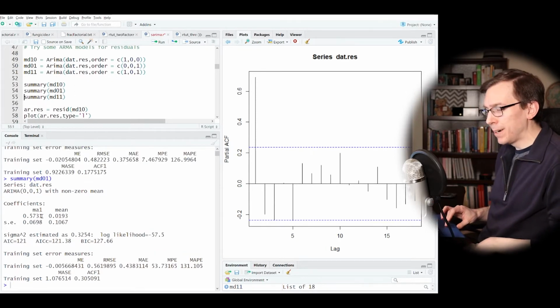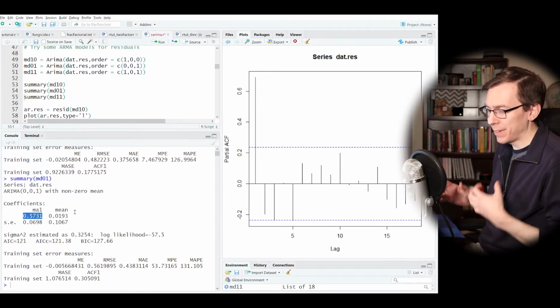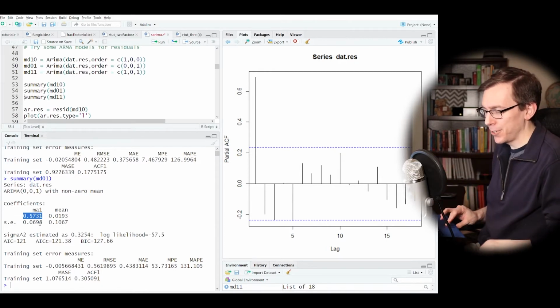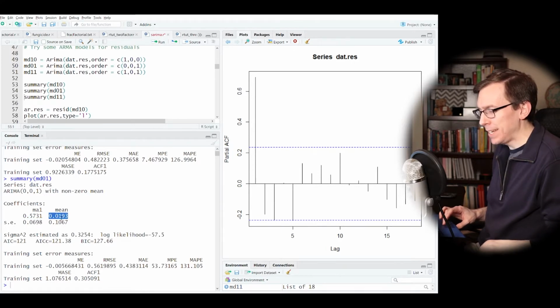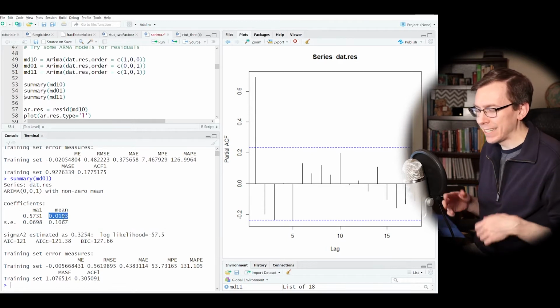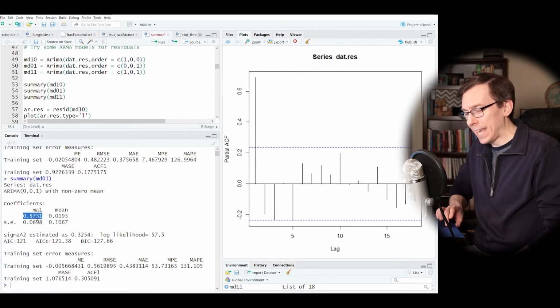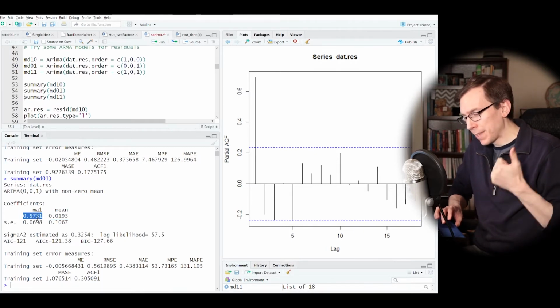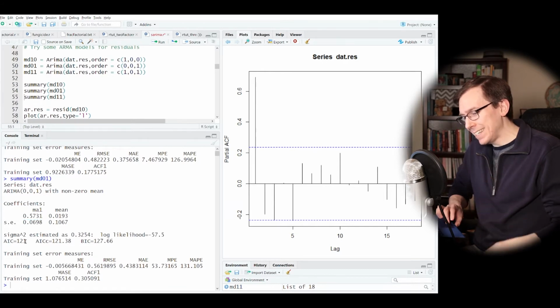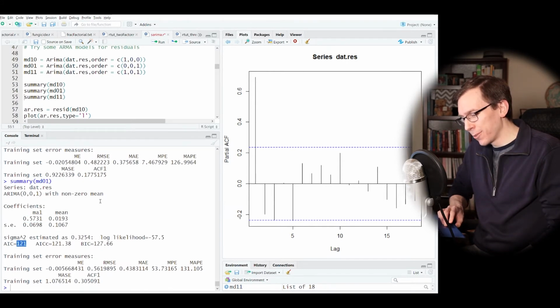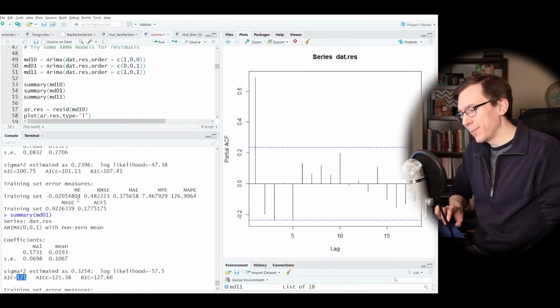Okay, so for the MA model, we still see a significant coefficient estimate compared to its standard error, right? If we saw something here like the mean, where the mean right now is much smaller than the standard error, it makes me think that the mean is not statistically significantly different than 0. But the MA coefficient is very different than 0. That's a good thing. But if we look at the AIC, it is now 121, whereas if we go back up, we saw that the AIC here was only 100.